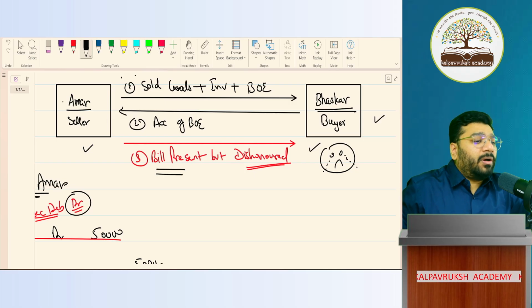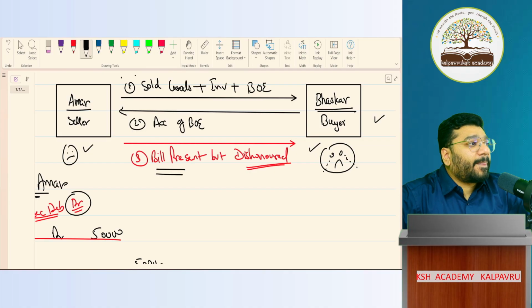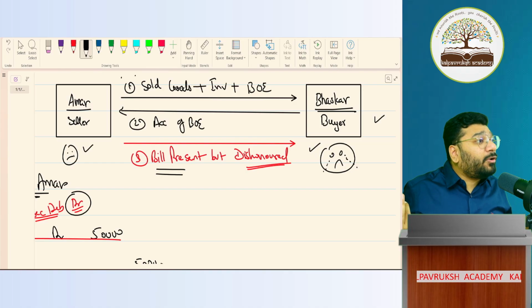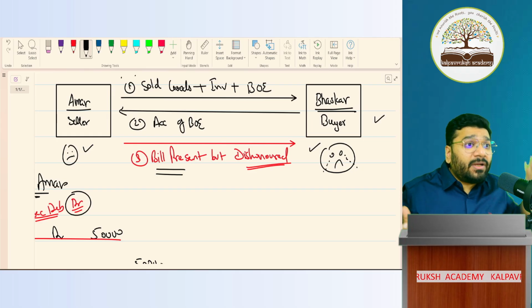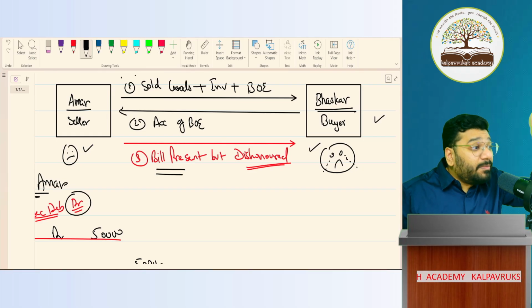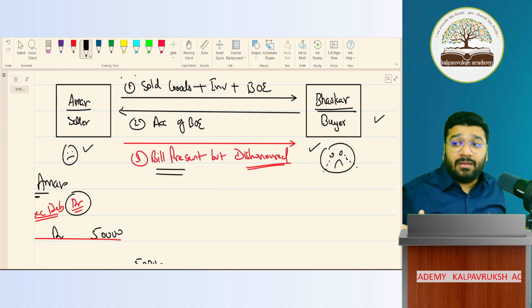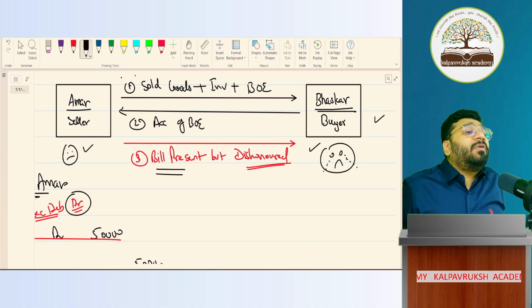Now, what happened? Amar got pissed off. He went to the court for recovery. The court asked Bhaskar, why did you not make the payment? Bhaskar said, sir, when did I not make the payment? Sir, Amar didn't even come to me. Amar didn't even present the bill to me. If Amar does not present the bill to me, how will I make the payment?